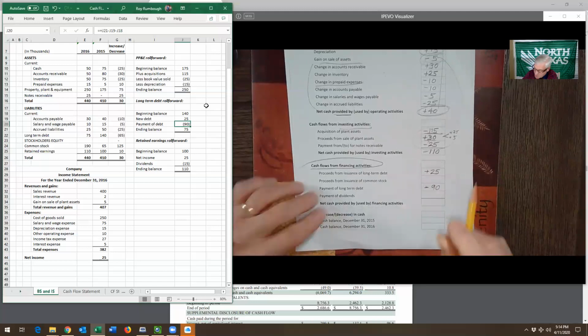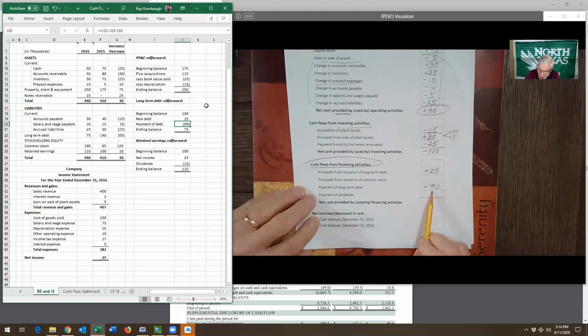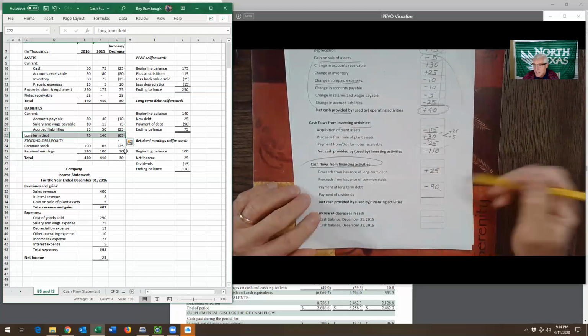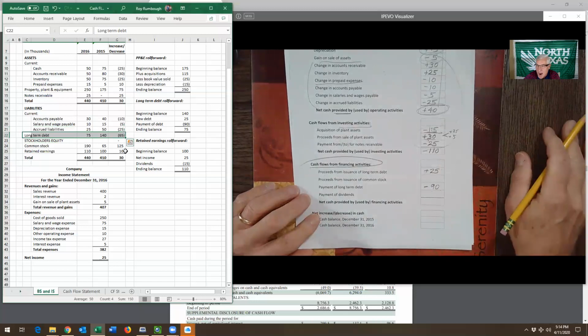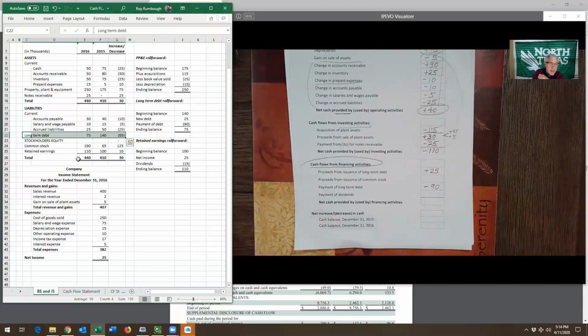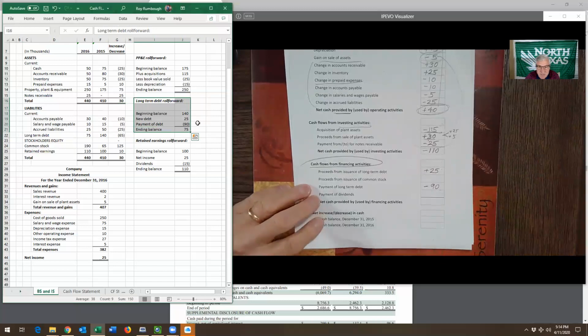Now, plus 25 minus 90, guess what that equals? That equals the change of minus 65. So we had a minus 65 right here. Here's that minus 65, plus 20, minus 90. That minus 65, same direction, shows up, but it shows up in two pieces. And that's why I had to do a long-term debt roll forward as part of the fact pattern.